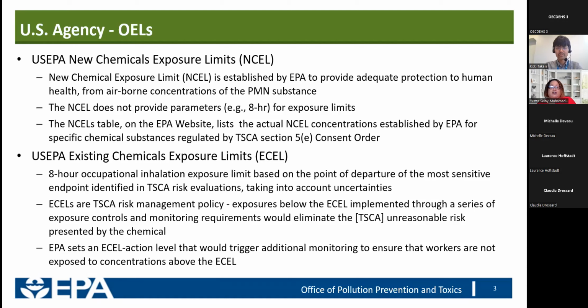So in addition to the ECEL, in TSCA Section 6 rules, EPA sets what we would call an ECEL action level that triggers additional monitoring to ensure that workers are not exposed above that. It is solely based on human health values, PODs, IURs, and benchmark MOEs that have been derived in our risk evaluations, and uses default assumptions about occupational exposure scenarios. Any uncertainties inherent to those endpoints or the dose response analysis, including our benchmark dose modeling and uncertainty factor selection, remain applicable within our ECEL.